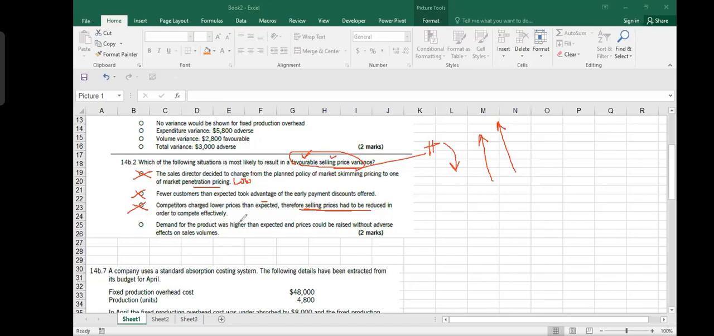Demand for the product was higher than expected, and prices could be raised without adverse effect on sales volume. This is your answer, because you are increasing the prices without affecting the sales volume. In any case, your sales prices are more. This is your favorable selling price variance. So this was the explanation to 14b2.